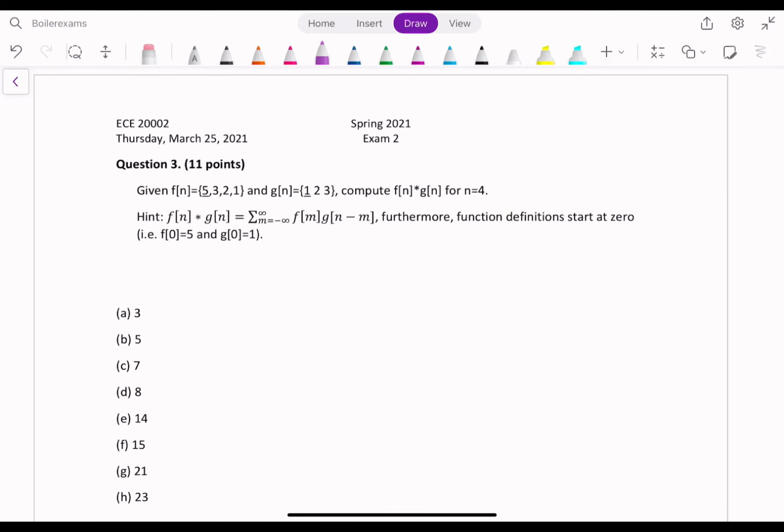Okay, question 3. Given f of n is equal to 5, 3, 2, 1, and g of n is equal to 1, 2, 3, compute f of n convolved with g of n for n equal to 4. Hint: f of n convolved with g of n is equal to the infinite sum from m equal to negative infinity to infinity of f of m times g of n minus m. Furthermore, function definitions start at 0, i.e. f of 0 is equal to 5 and g of 0 is equal to 2.